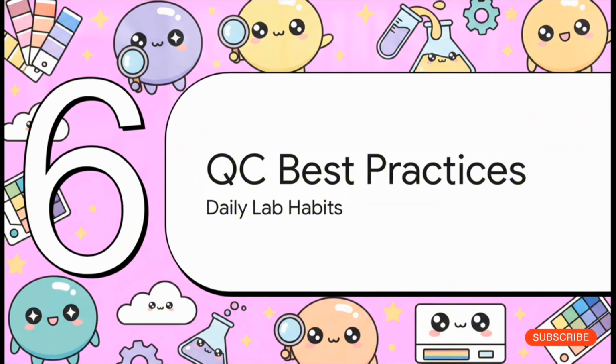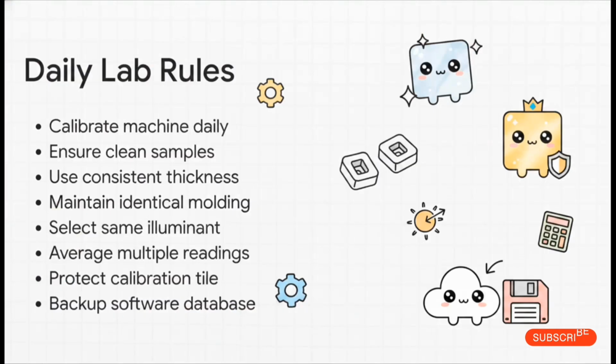And finally, Section 6, Industry Best Practices for QC. These are the uncompromising daily habits that practically guarantee success in any color lab. Real industry engineers absolutely swear by these rules. You must calibrate the machine daily. Samples must be impeccably clean. You have to use consistent sample thickness and identical molding conditions every single time. Always select the same illuminant, take multiple readings to find an accurate average, protect your calibration tile from scratches like it's literally made of gold, and, of course, regularly back up your software data.